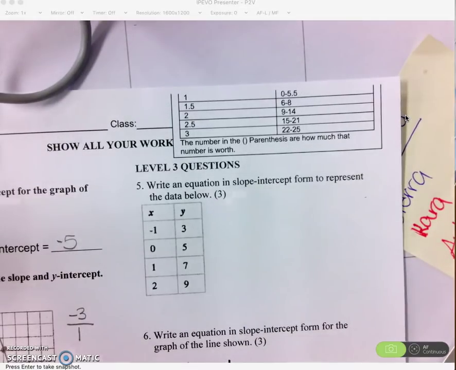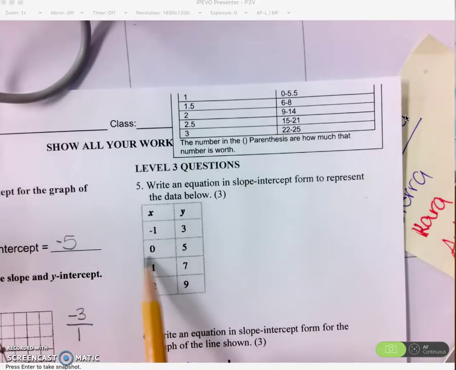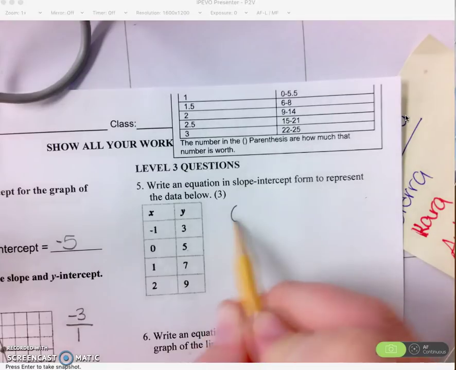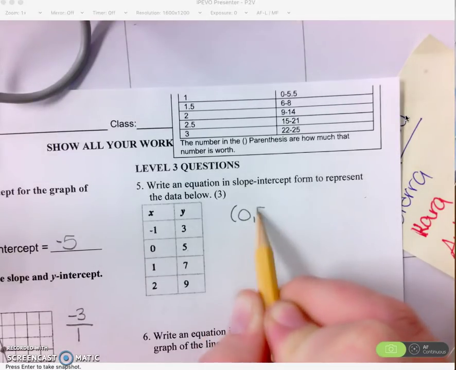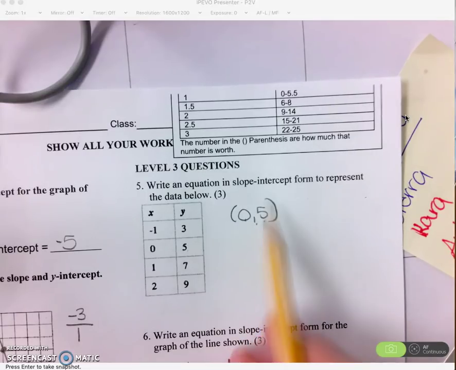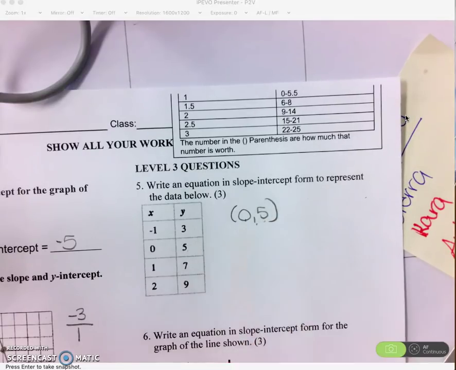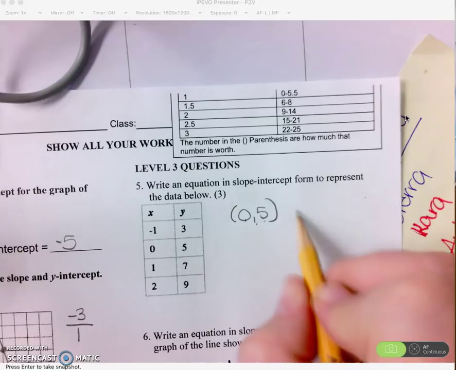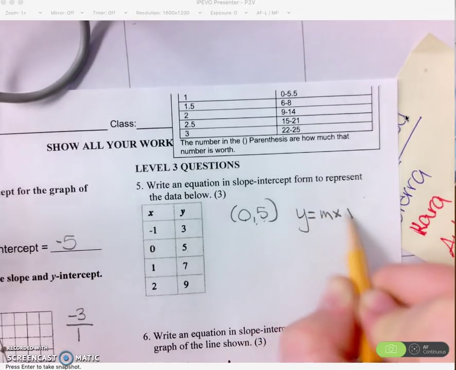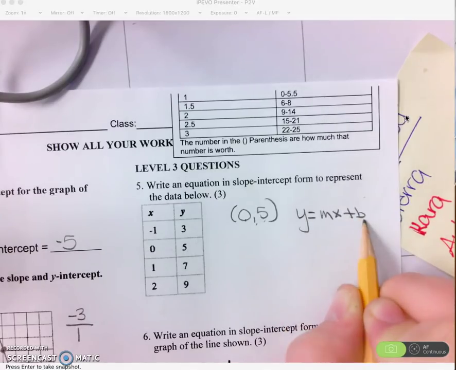Okay, write an equation in slope-intercept form to represent the data. So here, if you look, I have the point 0, 5. Remember, in this form with my 0 here, comma, a number, this number right here is my y-intercept. So I'm going to replace my b with the 5.